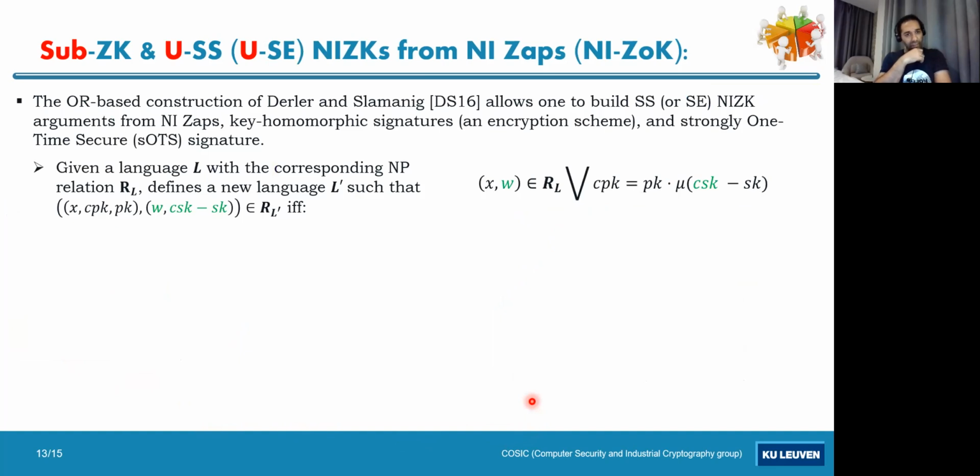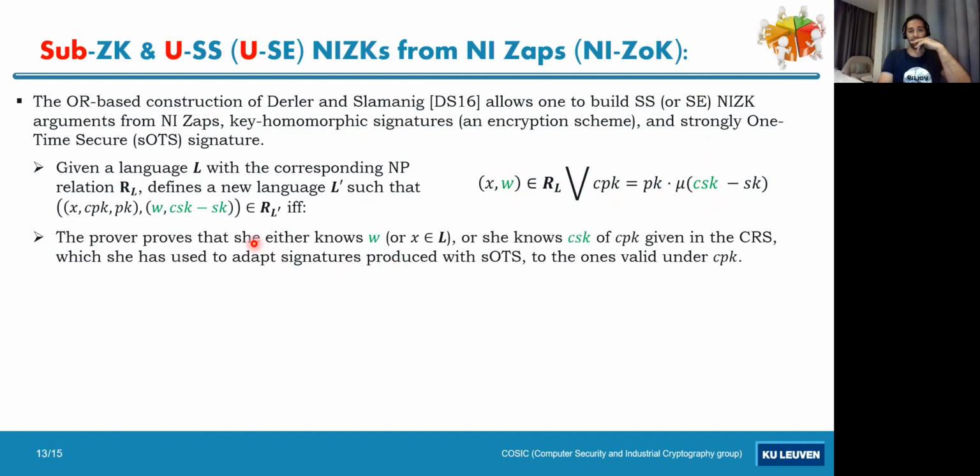But we wanted to extend this idea even more to build NIZKs that can achieve stronger notions like updatable simulation soundness and updatable simulation extractability. So we started with the OR compiler. These OR compilers are quite well known and traditional for building NIZK arguments from Zaps, but they are under a trusted setup phase. One of them is the Dealer and Slamaning compiler, which allows you to build simulation sound and simulation extractable NIZKs if you use non-interactive Zaps, key homomorphic signatures, and also strong one-time signature schemes. They define this language, and the prover is asked to give a proof of knowledge of the witness or this CSK. That CSK is the secret key of a key homomorphic signature scheme, and its public key is given in the CRS.